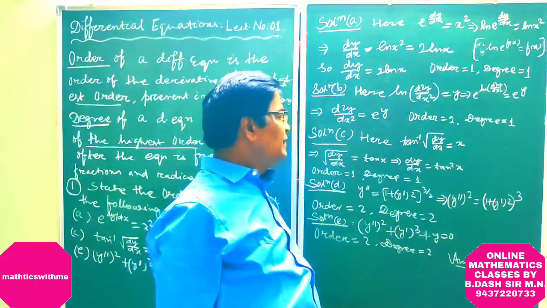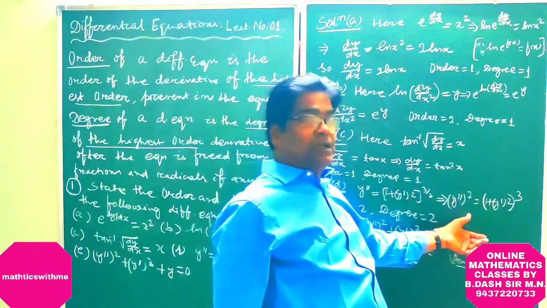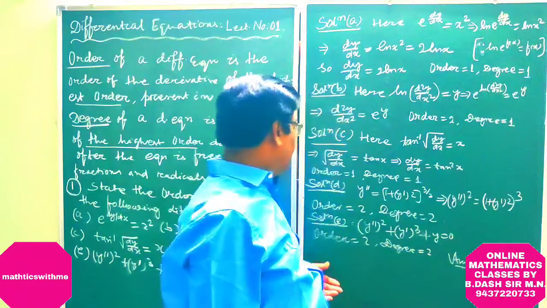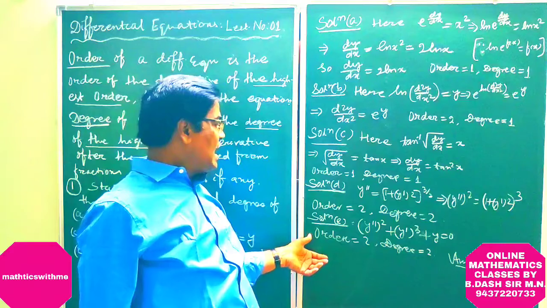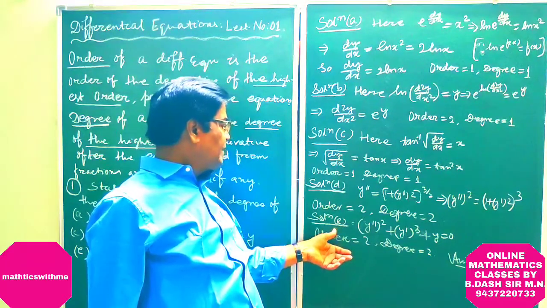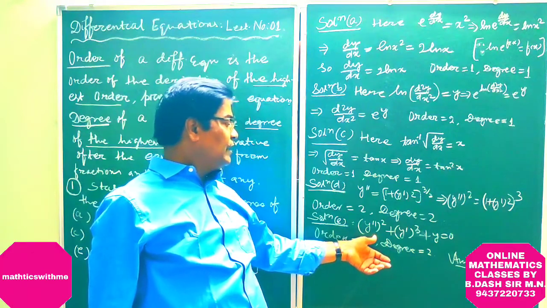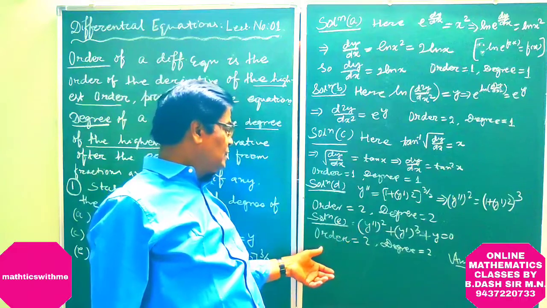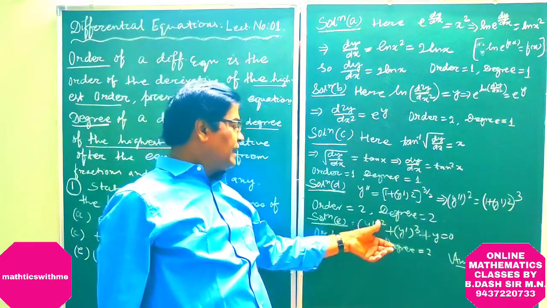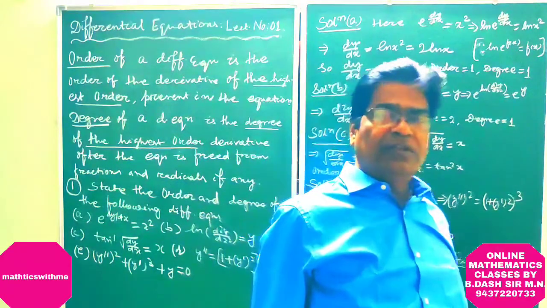So we have to abolish this fraction. That is why, taking square on both sides, we get the order of the differential equation is 2, degree is 2. And the last question of this number 1 is y double dash square plus y dash cube plus y is equal to 0. So here the highest order is 2 and the degree of the highest order derivative is 2. So with this our first question is solved.